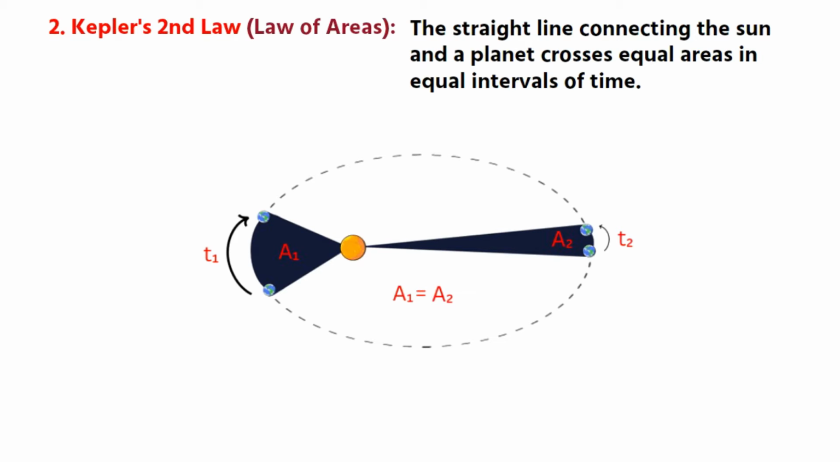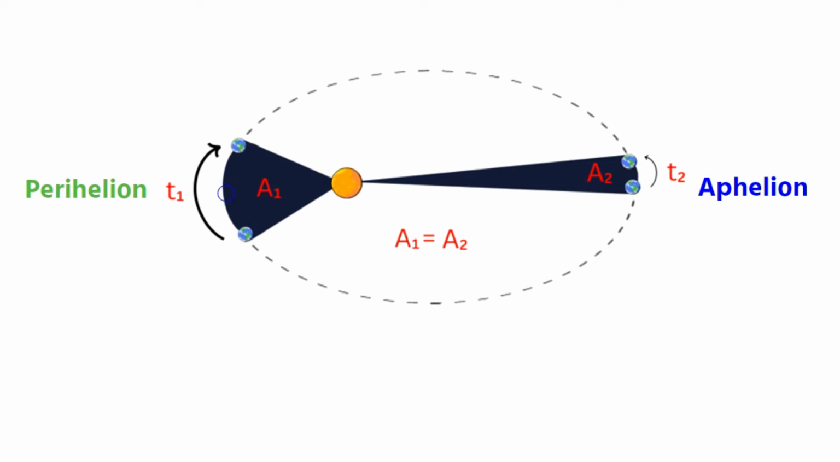As we already know, the point where the planet is closest to the Sun is called the perihelion, and the point where the planet is farthest from the Sun is called the aphelion. Hence by Kepler's second law, we can clearly understand that the planet moves fastest when it is at perihelion and slowest when it is at aphelion.